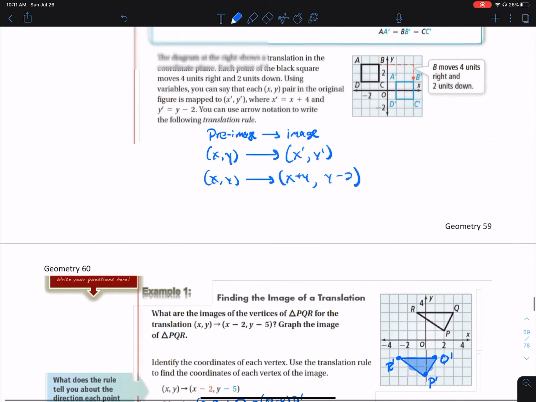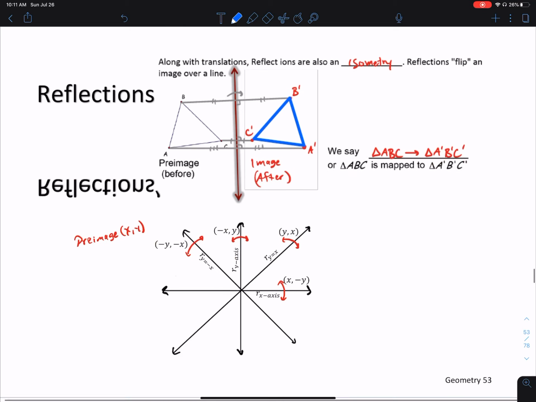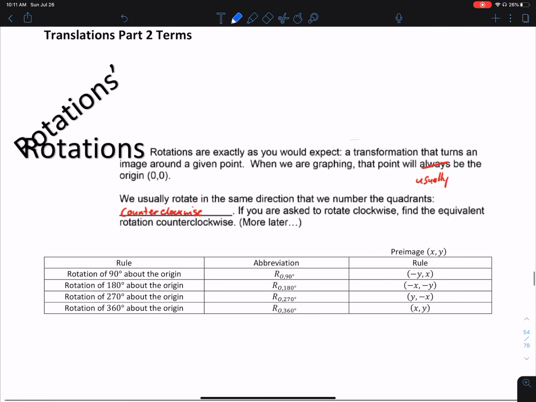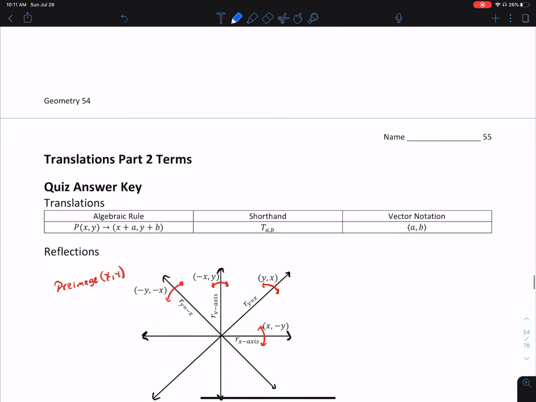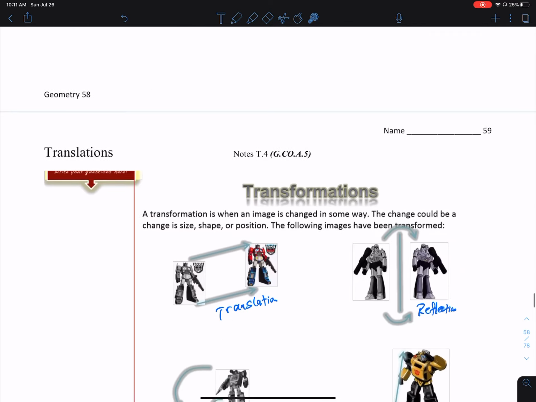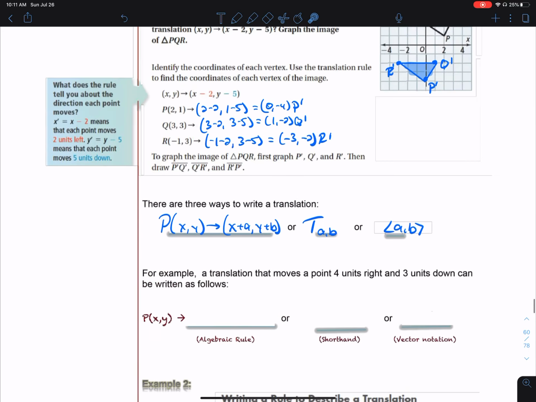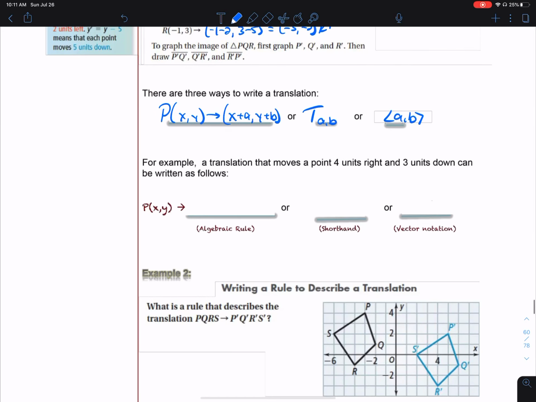On the quiz that you're taking, how did I have it written here? Quiz key, I had it written just like this. So you can leave it like that. You can use vector notation. Either one's fine. I'll be consistent in the notes with how the quiz is.